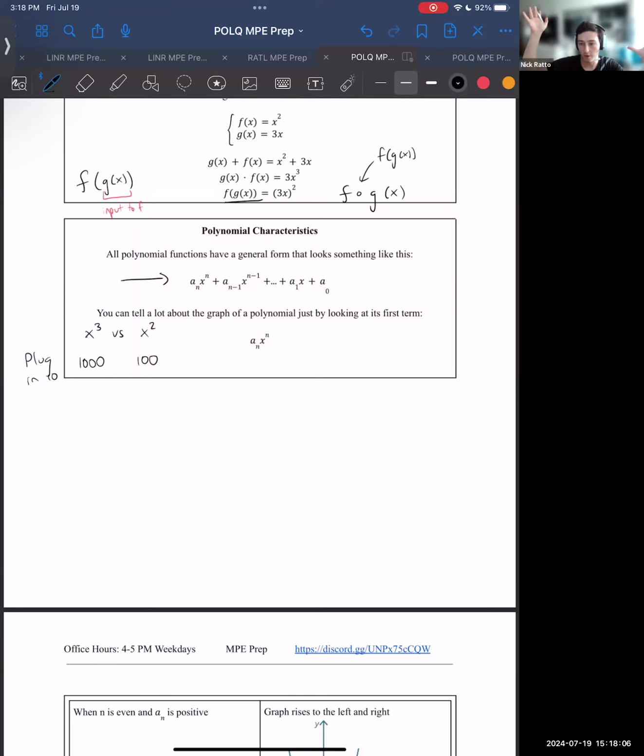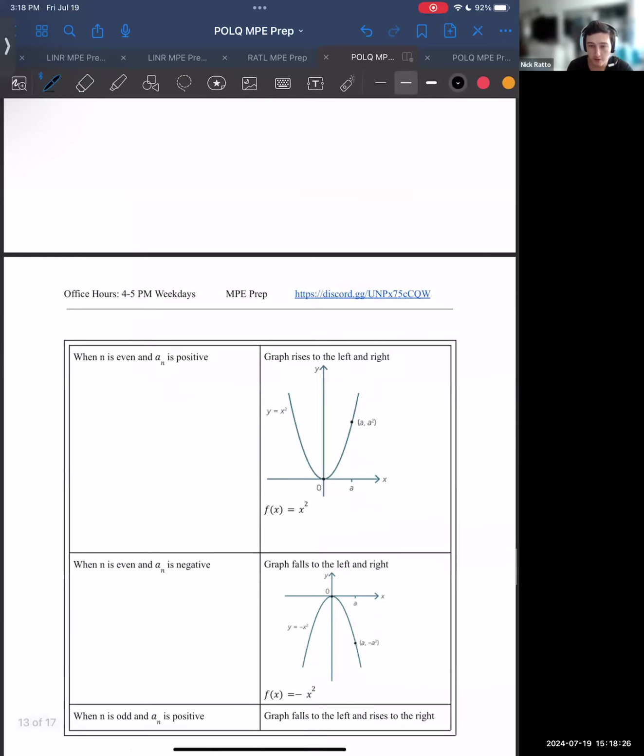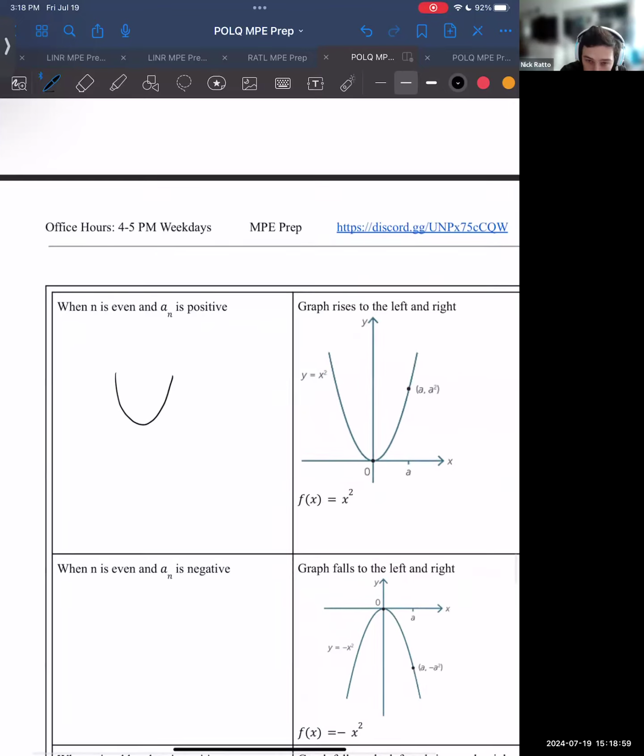So we'll look at this leading term, and there's a couple of buckets we can put these functions into based on what the leading term is. So first of all, even powers, such as x squared, x to the fourth, x to the sixth, stuff like that, are always going to have this kind of U shape. Now, whether it opens upwards or downwards depends on the sign of the leading term. So if the leading term is positive, a sub n is positive, then it's going to open upwards, right? It's going to grow up like that.